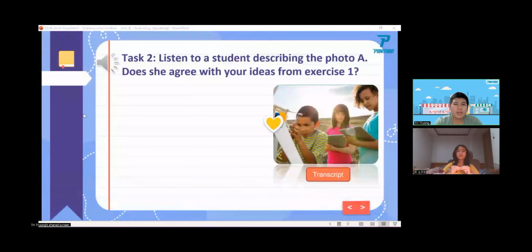So task number 2. Listen to a student describing the photo A. Does she agree with your idea from exercise 1? So let's listen.